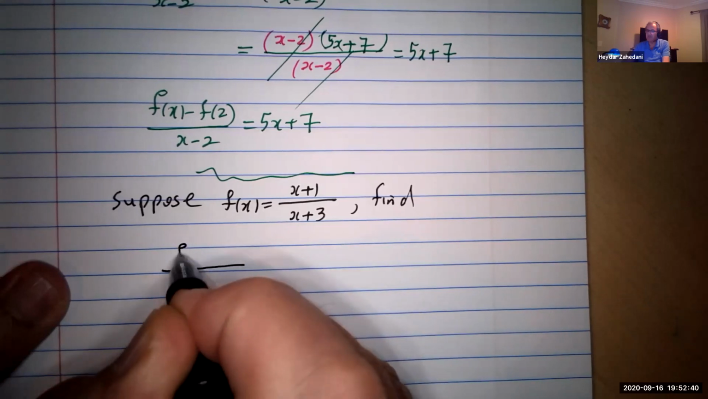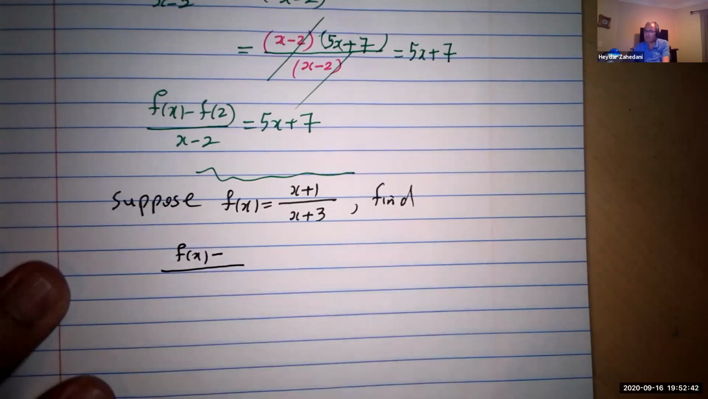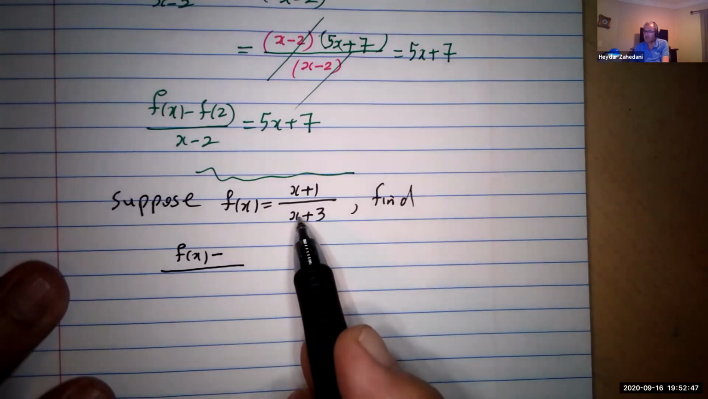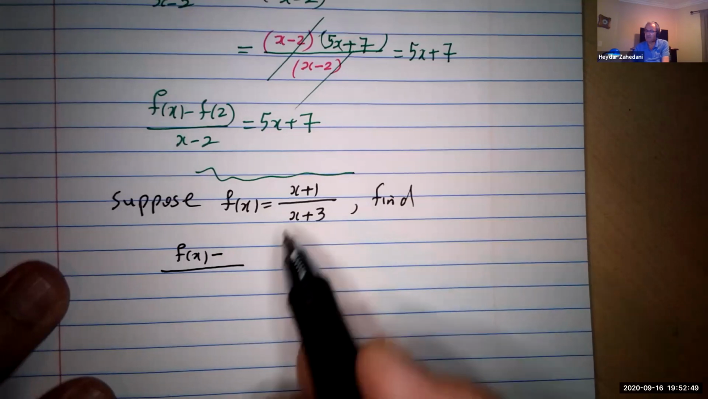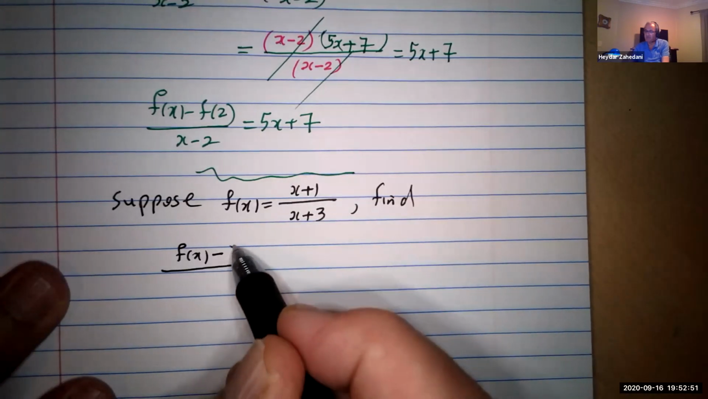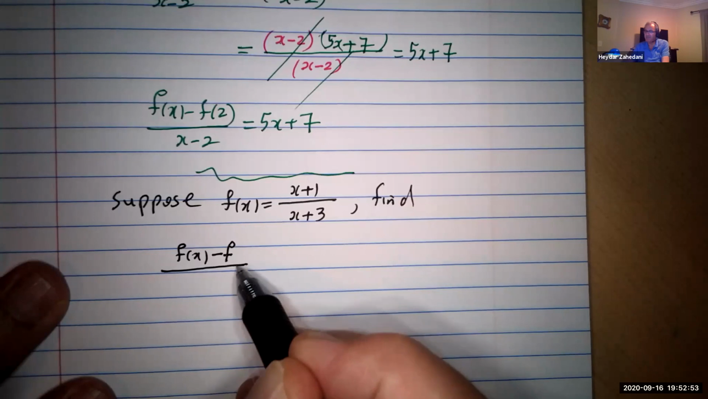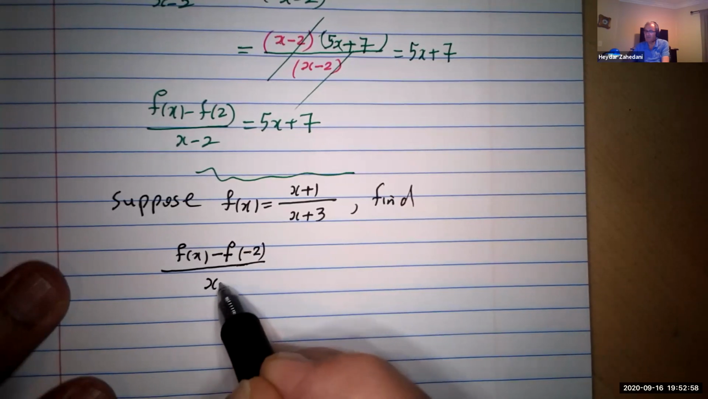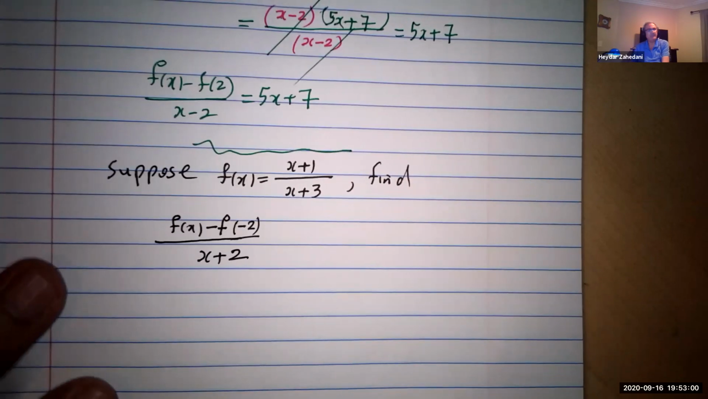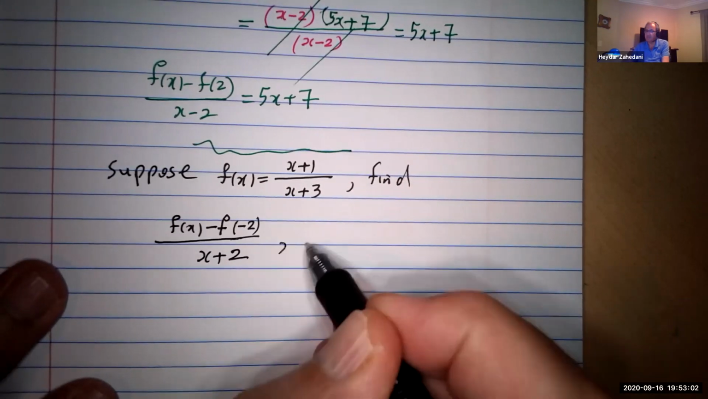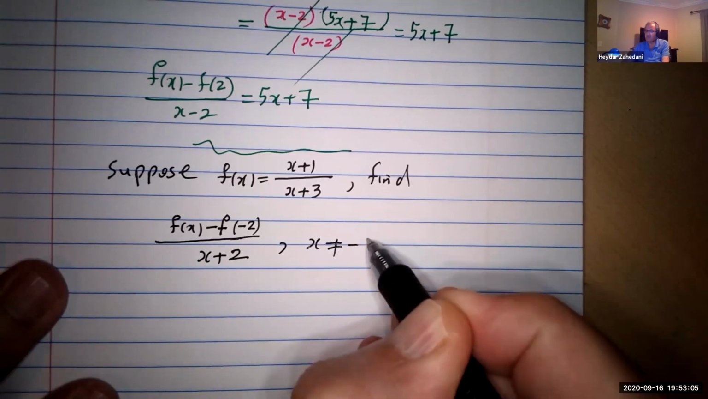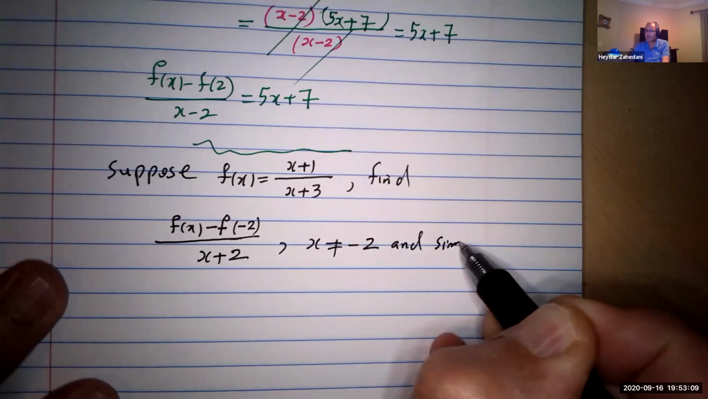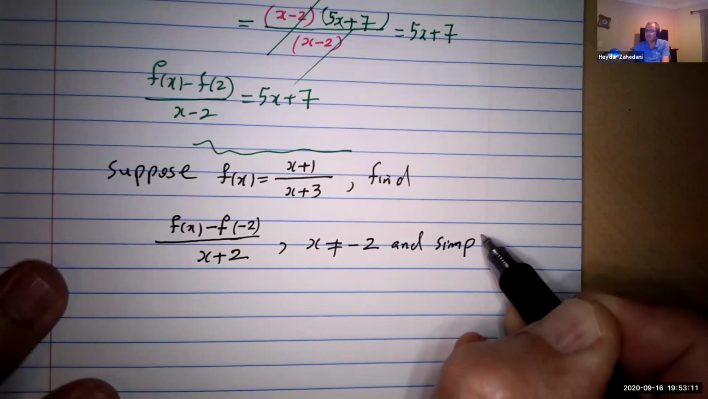This time it is going to be f of x minus, let's see what's going to be a nice number, it doesn't matter, I want to just give you something. Let's say f of negative 2, divided by x plus 2. We want to find this one. This time x is not equal to negative 2. And of course, we want to simplify it.